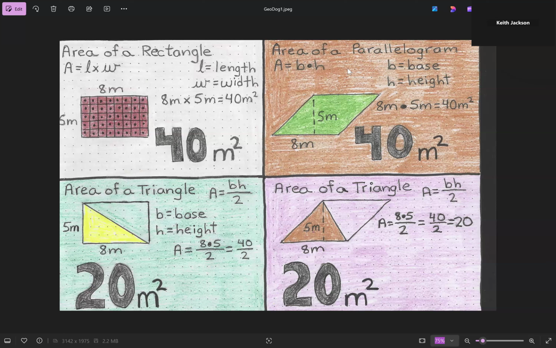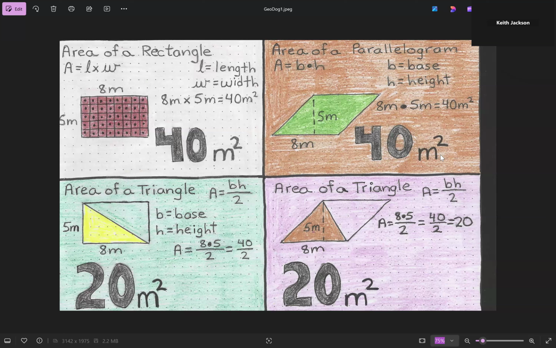Now let's apply that to the area of a parallelogram. We do the same thing, but the length is going to be called the base and the width is going to be called the height in this case. So the area of a parallelogram is simply area equals base times height. We just multiply 8 meters times the height, which is 5 meters, and that will give us 40 meters squared. And as you can see, they are the same thing because they have the same dimensions essentially. So again, right here, we have 40 meters squared.